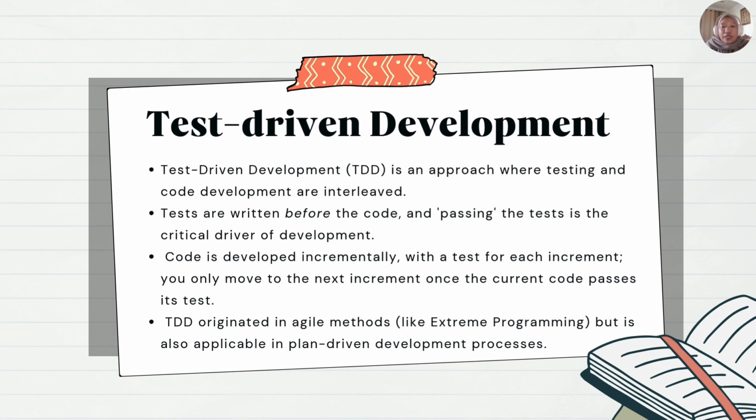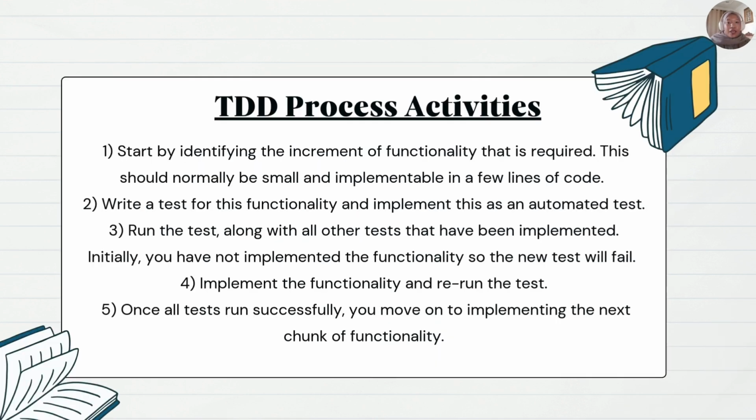Alright, so the next is about test-driven development, or we used to call it TDD. So what is TDD? TDD is an approach where the testing and the code development are interleaved. The tests are written before the code, and passing the test is the critical driver of development. The code is developed incrementally with a test for each increment. So we can only move to the next increment once the current code passes its test. TDD originated in agile methods like extreme programming, but it is also applicable in a plan-driven development process. To understand more exactly, we go to the TDD process activities.